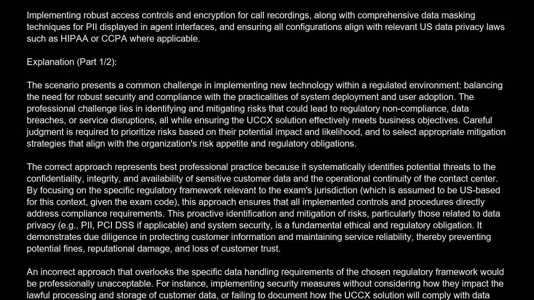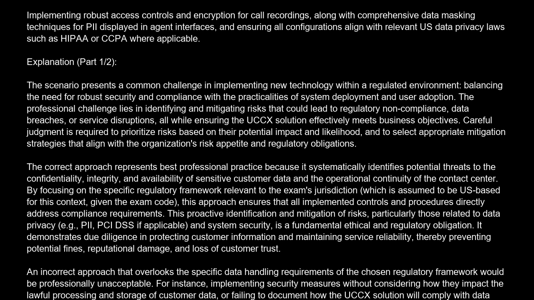The correct answer is A. Implementing robust access controls and encryption for call recordings, along with comprehensive data masking techniques for PII displayed in agent interfaces, and ensuring all configurations align with relevant U.S. data privacy laws such as HIPAA or CCPA where applicable.